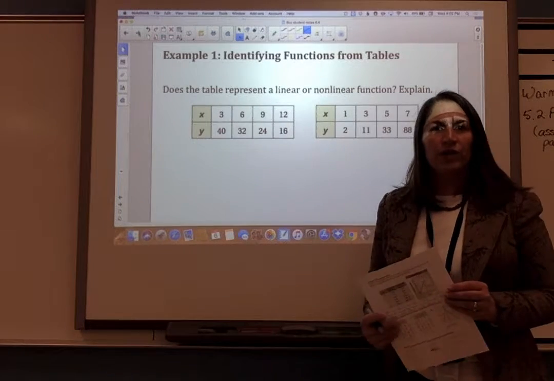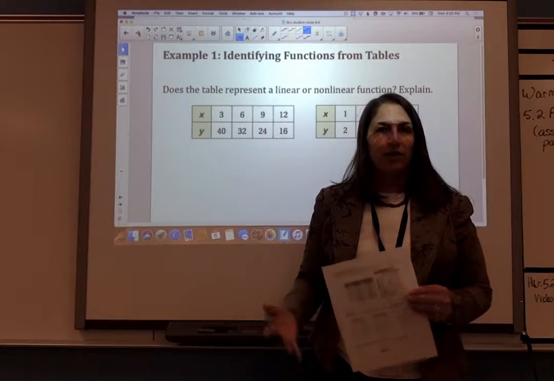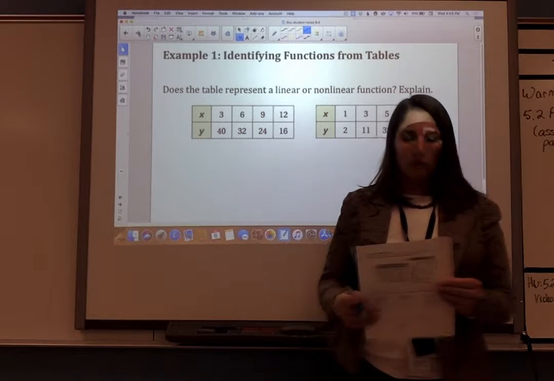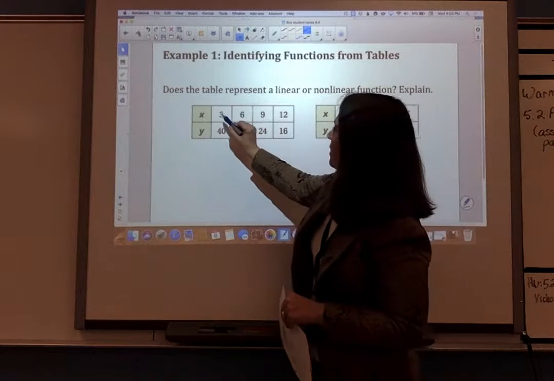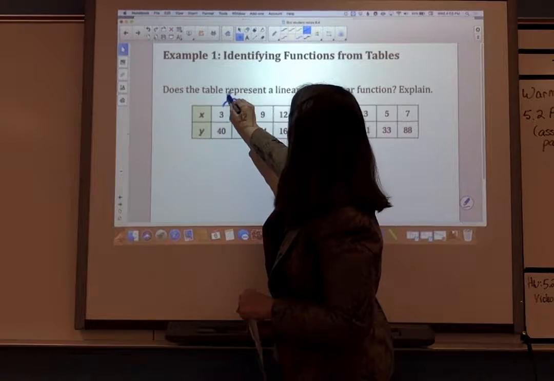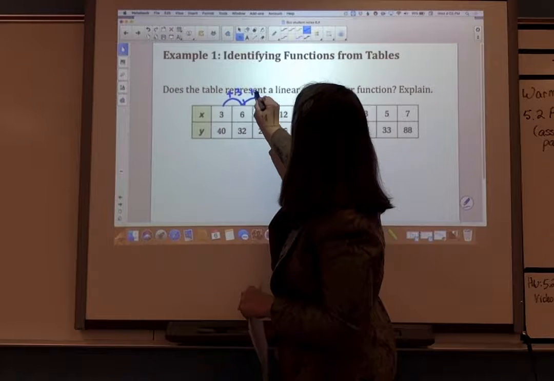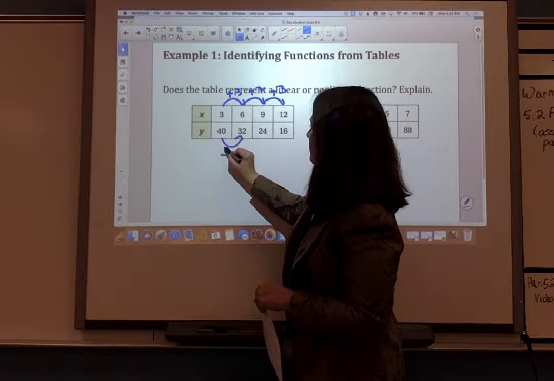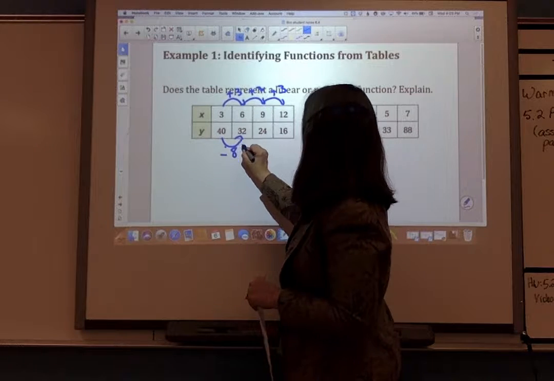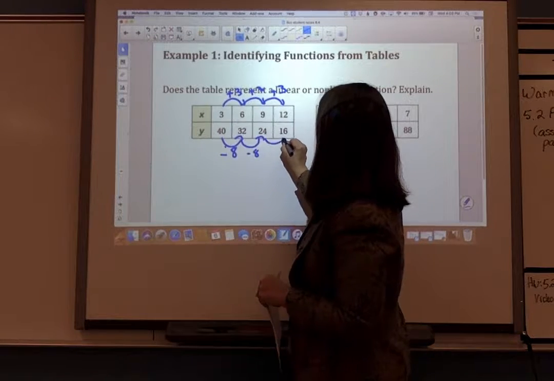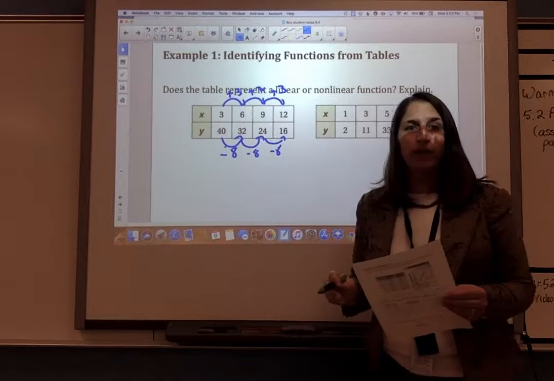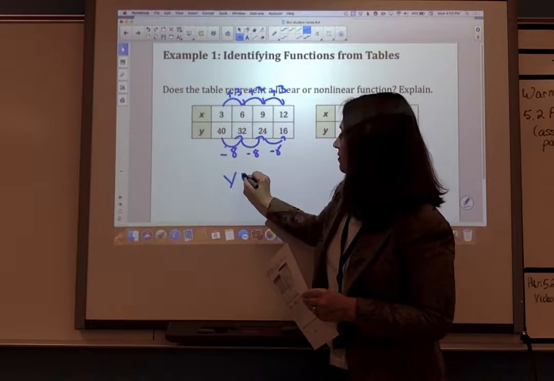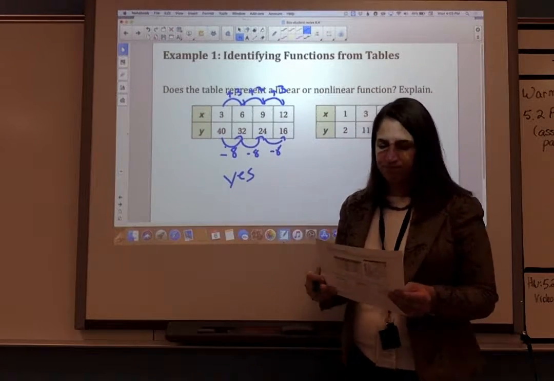In our first example, we're going to look at a function represented by a table, and we want to know whether this function represents a linear or nonlinear function. So here we can see that x is increasing by 3, and as that happens, y is decreasing by 8. So that is a constant rate of change, with a slope of negative 8/3. So yes, that is a linear function.